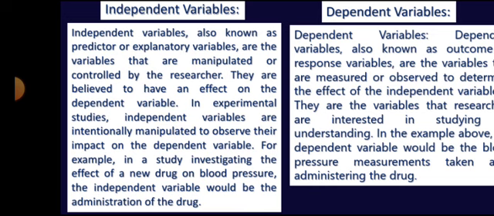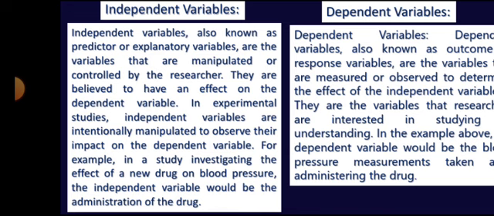In experimental studies, independent variables are intentionally manipulated to observe their impact on the dependent variable. For instance, in a study investigating the effect of a new drug on blood pressure, the independent variable would be the drug administration. So you see, you manipulate the drug that you are administering, you are manipulating the concentration given, and then you can begin to check some other dependent variables, like the effect on the liver, looking at liver enzymes, and so on and so forth.